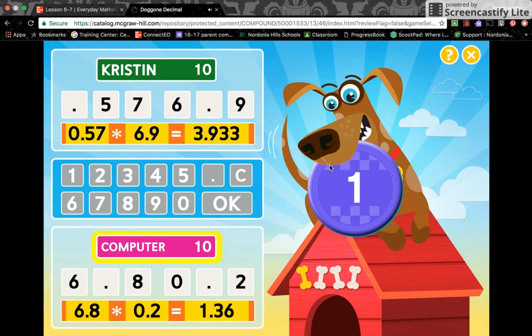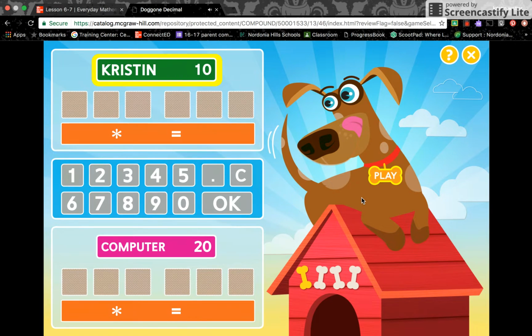Okay, so you're going to continue to do this. You'll go through 4 rounds. You'll get a new target number every single time. Make sure that you're writing down and showing all your work on that score sheet because you will be turning that in at the end of playing the game. Okay, so have fun and make sure you put the decimal in the right place.